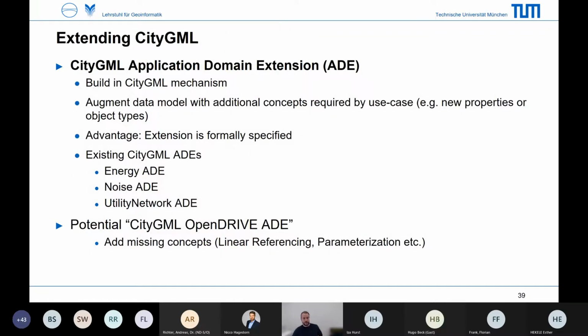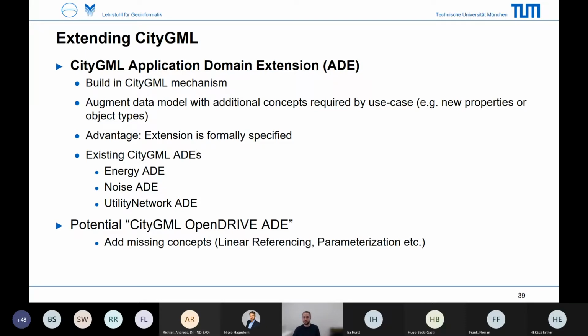Another quick mention I want to make for CityGML is the possibility to extend CityGML. So CityGML has a built-in mechanism, which is called application domain extension, which allows you to augment the data model that is available, and you can add concepts to CityGML that are not directly available. So the advantage of this is that this extension then would be formally specified, and there are a number of examples for CityGML application domain extensions. For example, the energy ADE, noise ADE, utility network ADE.